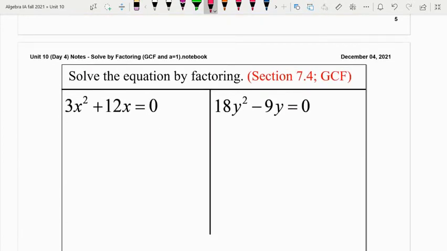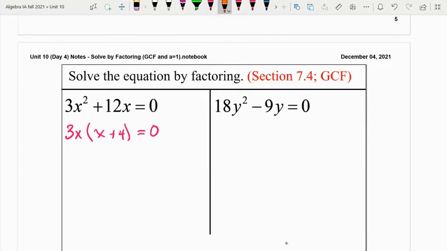First problem. Looking at this one on the factoring hand, so make sure you factor. They all have a 3. Both terms have a 3x. So I'm going to factor out a 3x, which leaves me with x plus 4 in the parentheses equals 0. Remember, I'm dividing both terms by 3x. So 3x squared divided by 3x is just x. 12x divided by 3x is a 4.